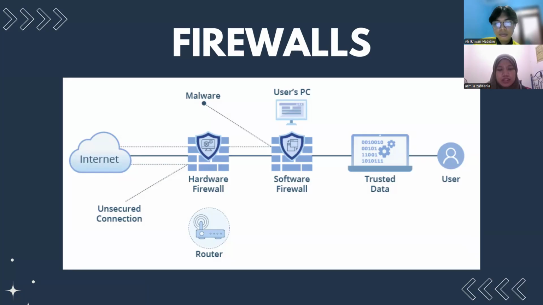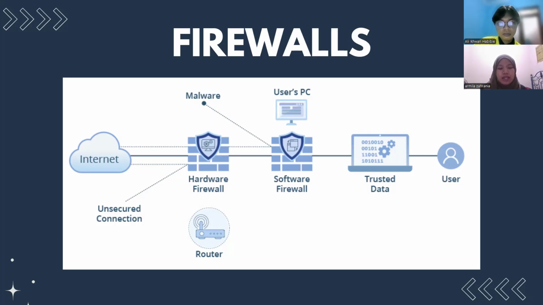There are two types of firewall: hardware firewall and software firewall. The hardware firewall acts as the first line of defense, positioned between the internet and the user's internal network, and it filters incoming traffic, blocking malicious connections and preventing harmful data from reaching the local system.